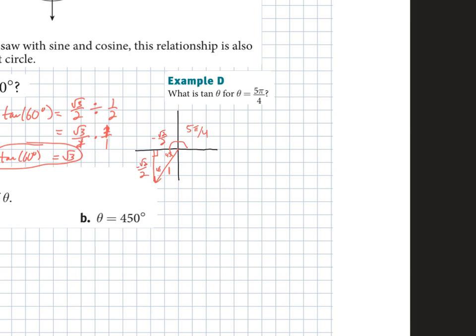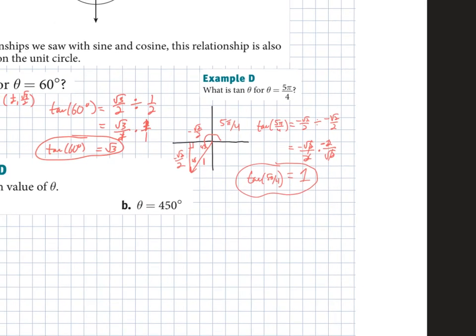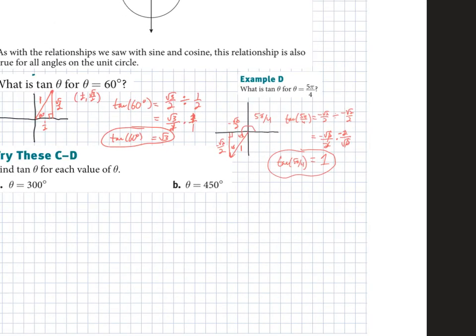So, opposite over adjacent, same idea. Tangent of 5 pi over 4 is equal to negative root 2 over 2 divided by negative root 2 over 2. Some of you might see the answer already, but negative root 2 over 2 times 2 over root 2, still negative there, is going to wind up being, the 2's divide out, the root 2's divide out, negative times negative, positive 1. So the tangent of 5 pi over 4 is equal to positive 1. That was very nice and convenient. Okay. Let's keep rocking and rolling.